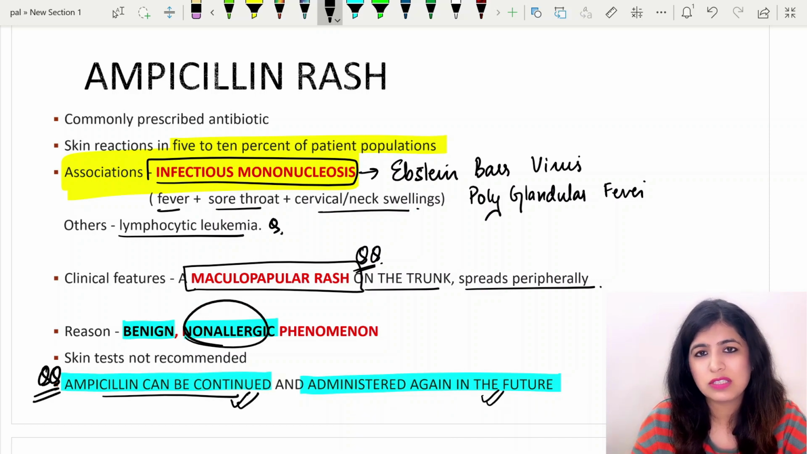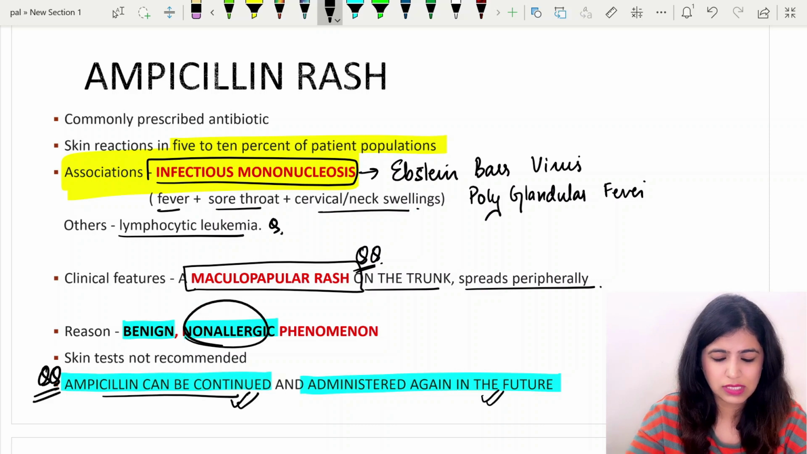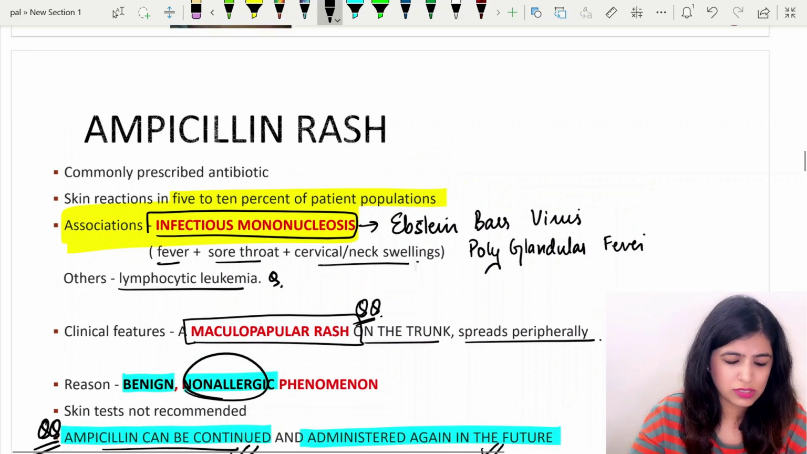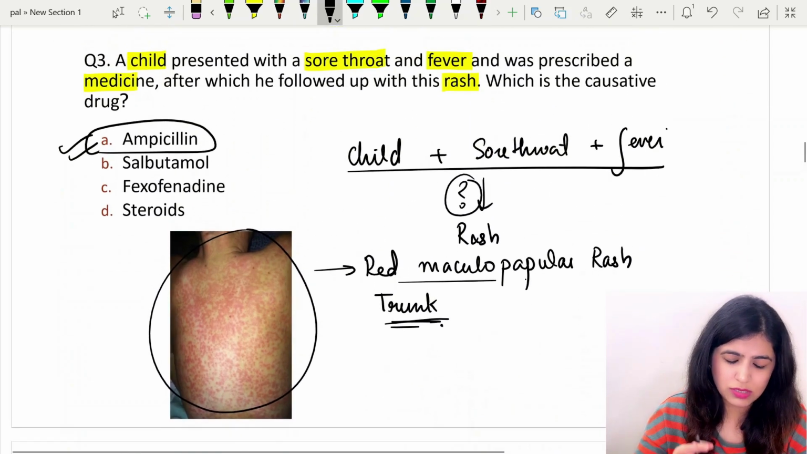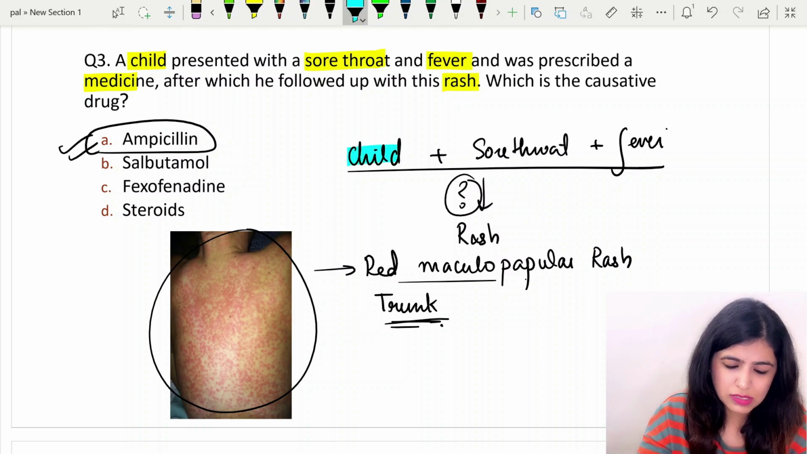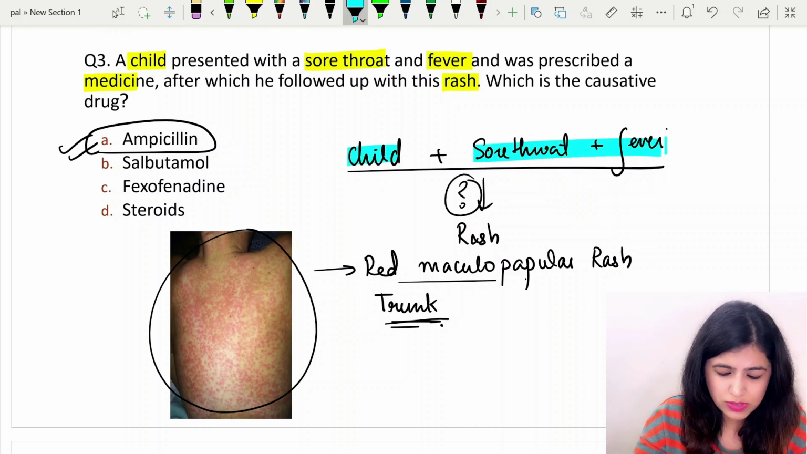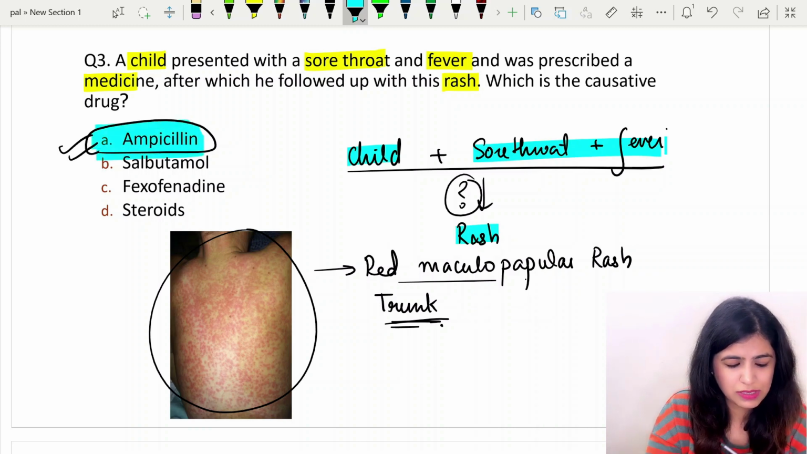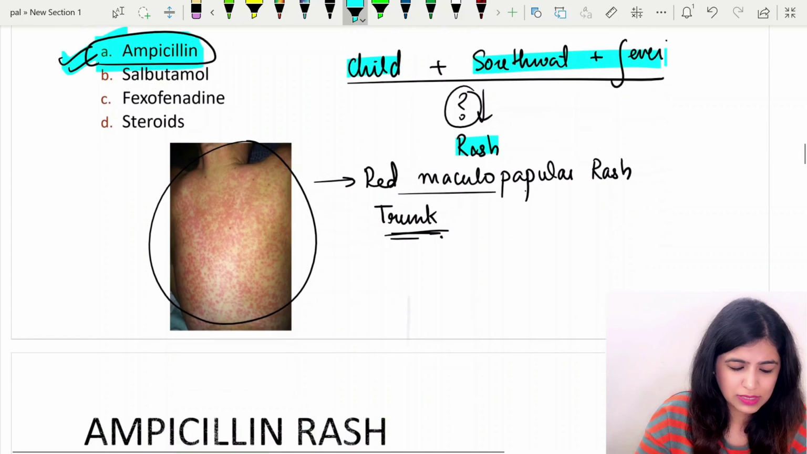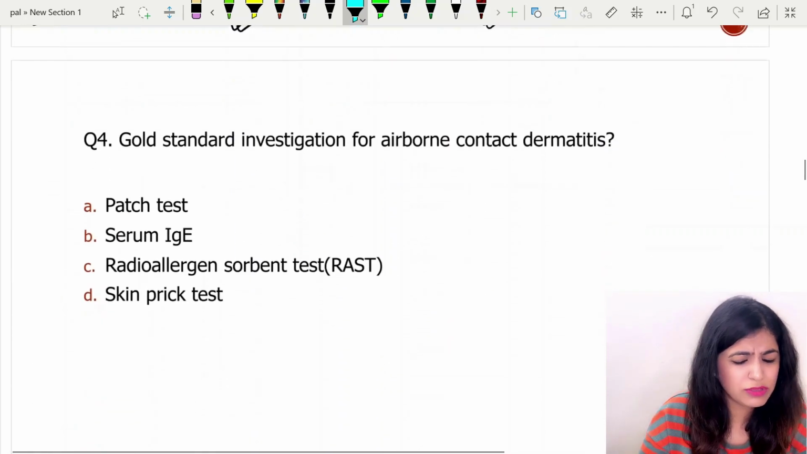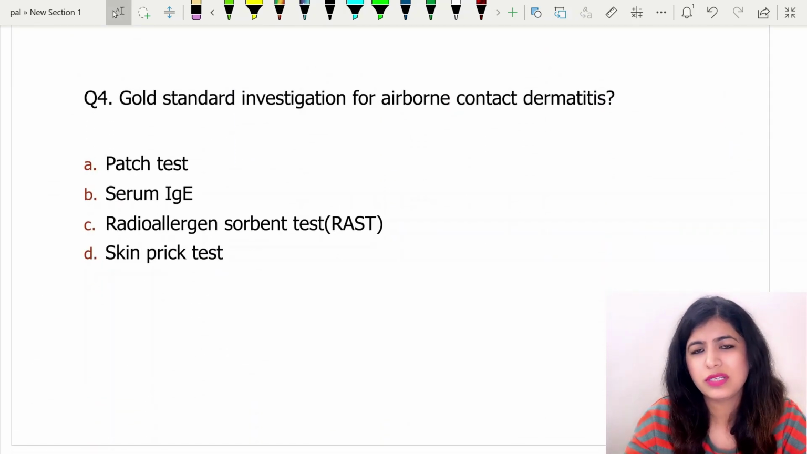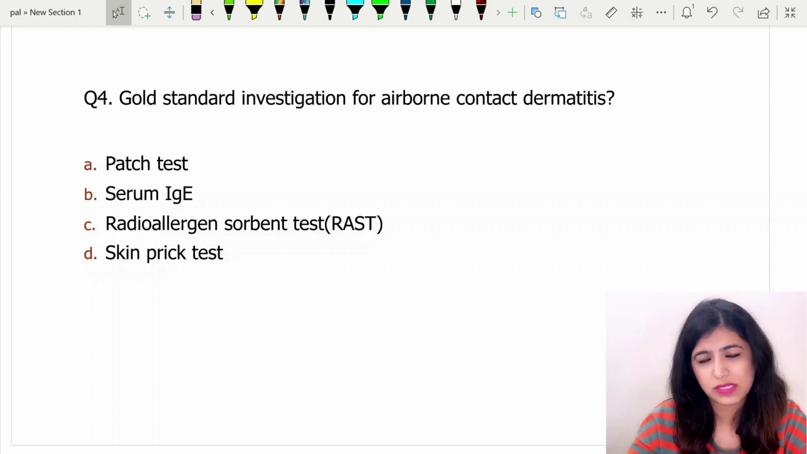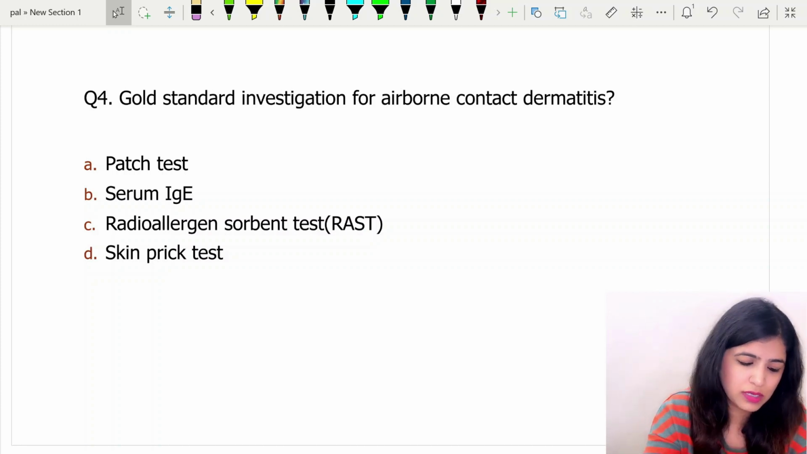So that is something which is very unique to this ampicillin rash, and you never know if it is asked in the further INI CETs. They like asking such questions. So coming back to our question here, now you understand how simple it is. This child was suffering with infectious mononucleosis. He developed a rash on giving a drug. The drug is ampicillin, which makes option A the correct answer. So even though they have given the image along with the question, we really didn't even need the image to make the diagnosis. Even the text was sufficient for that.